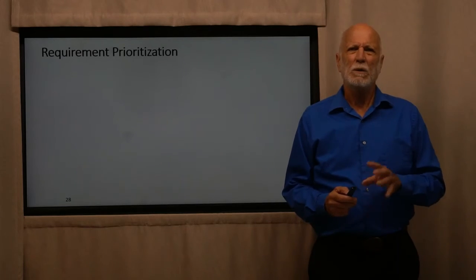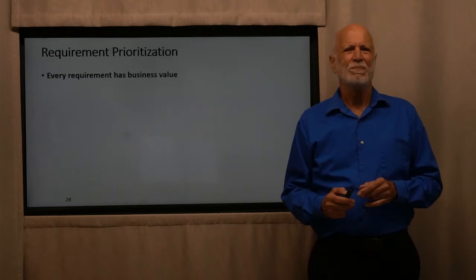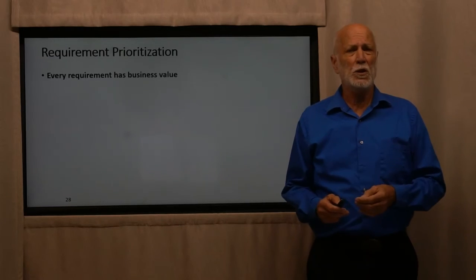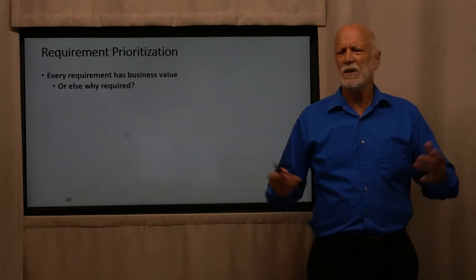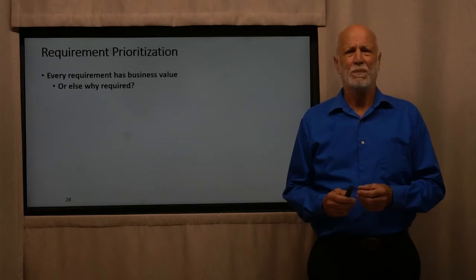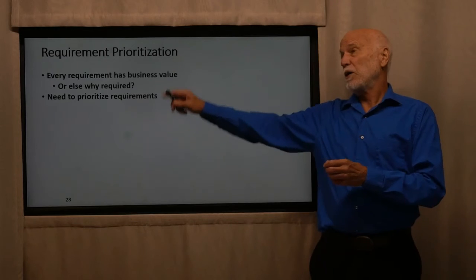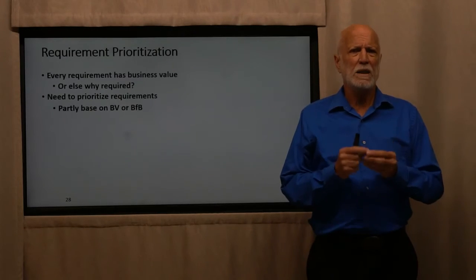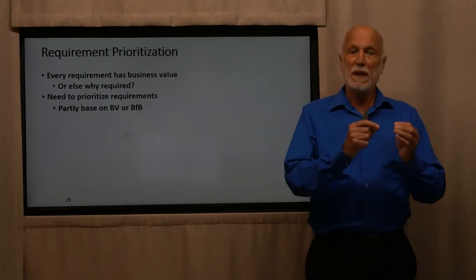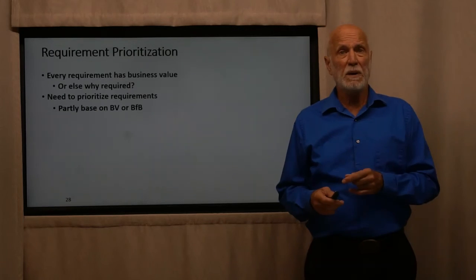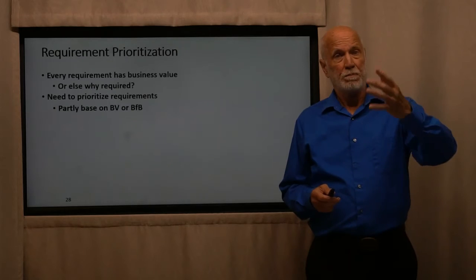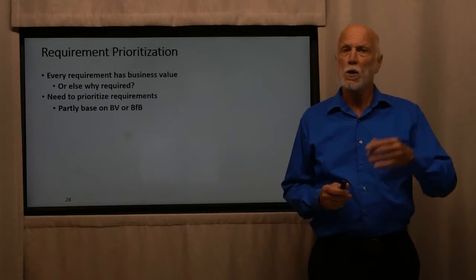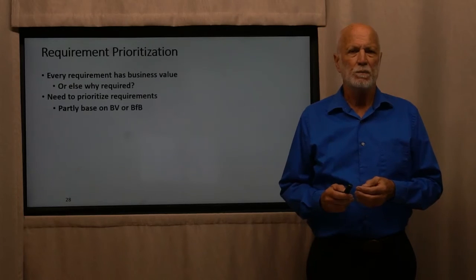Now, requirements need prioritization. Every requirement has a business value. Every one of those features should have some business value, or else why are we requiring it? We need to prioritize the requirements. And we can base it partly on either business value or bang for the buck. Business has computed the business value. We've computed bang for the buck using the effort points.